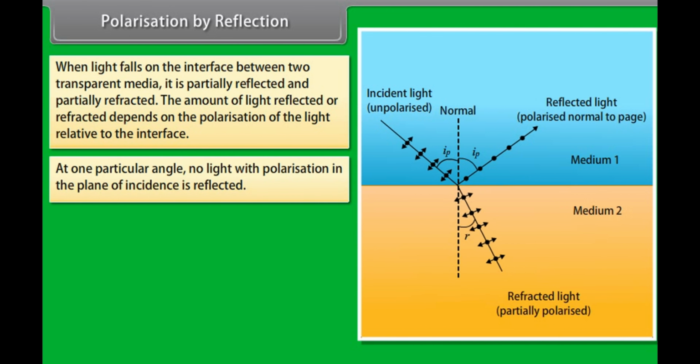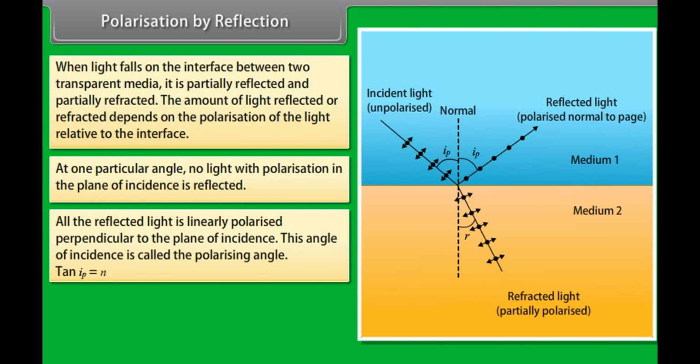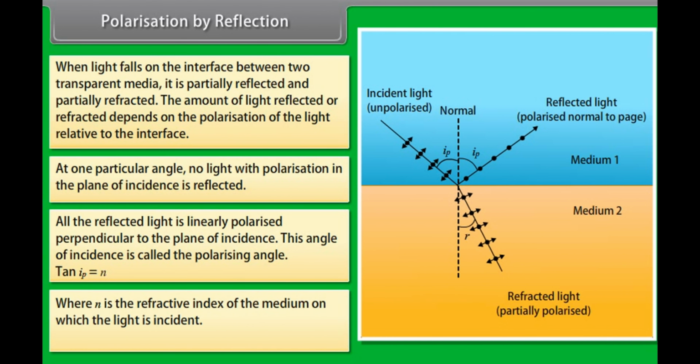At one particular angle, no light with polarization in the plane of incidence is reflected. All the reflected light is linearly polarized perpendicular to the plane of incidence. This angle of incidence is called the polarizing angle. tan i_p is equal to n, where n is the refractive index of the medium on which the light is incident. This equation is known as Brewster's law.